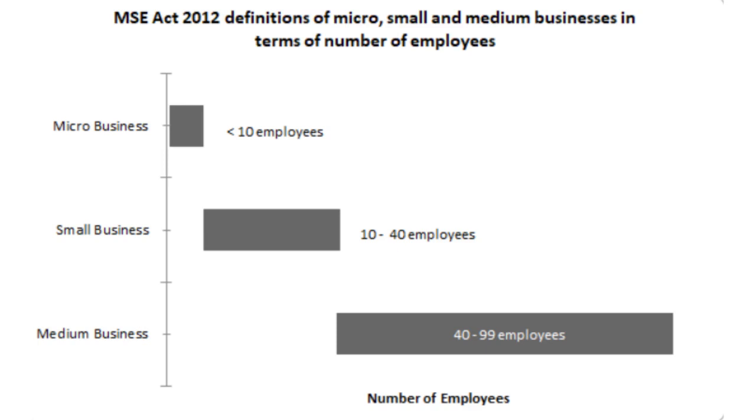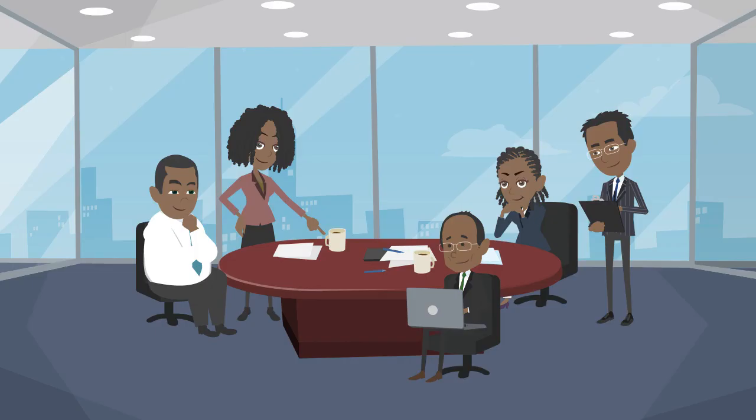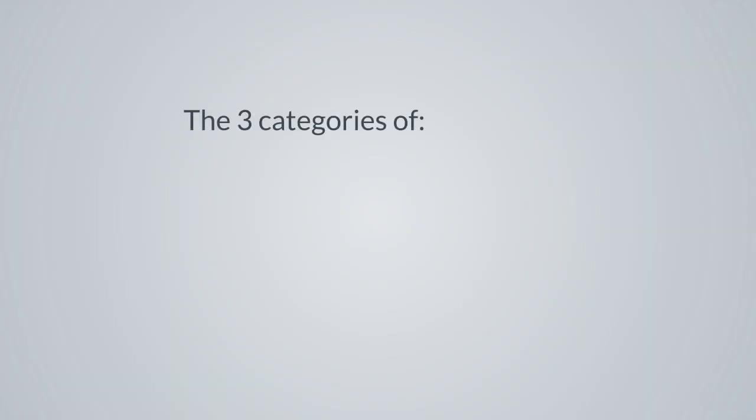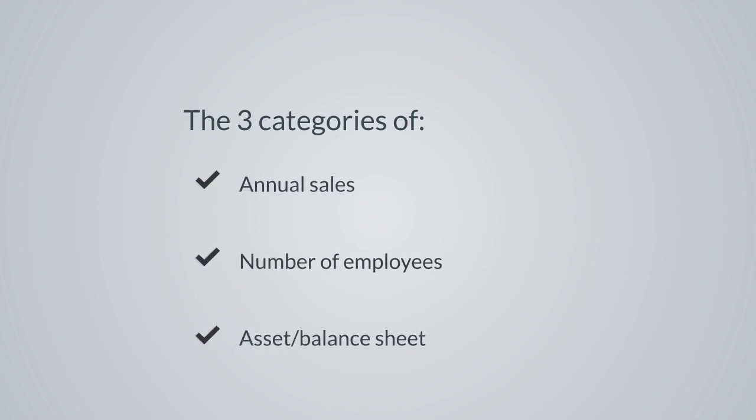From these examples, we can see that different institutions use different metrics to define SMEs. The approach you may choose depends on the objective you need a definition for. The three categories of annual sales, number of employees, and assets or balance sheet may vary between industries, which may lead to extensive lists of varying definitions in different sectors.